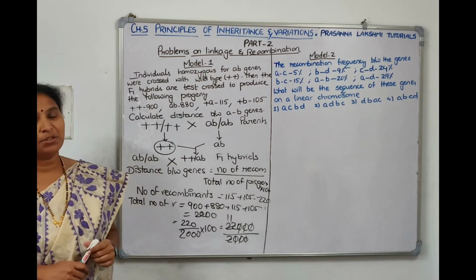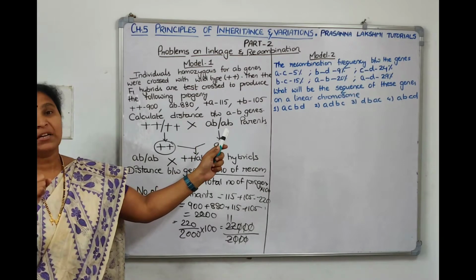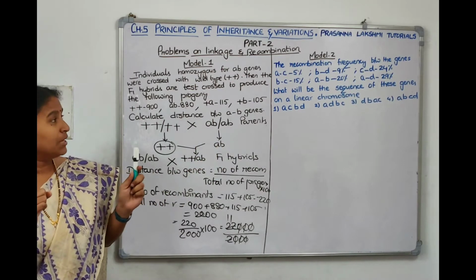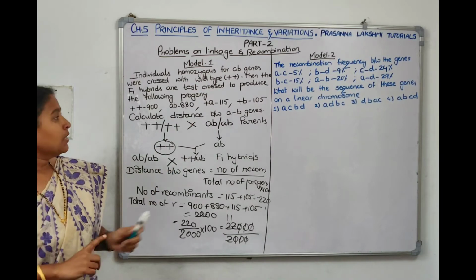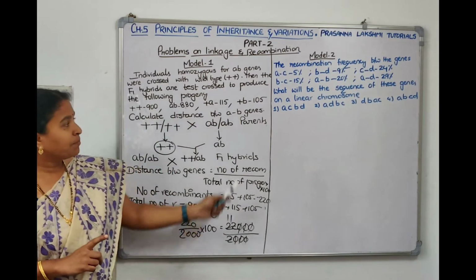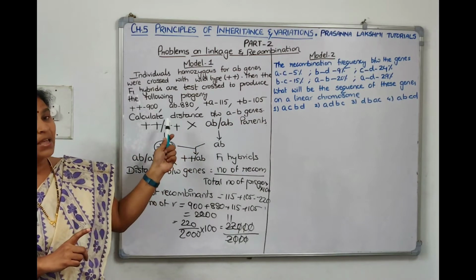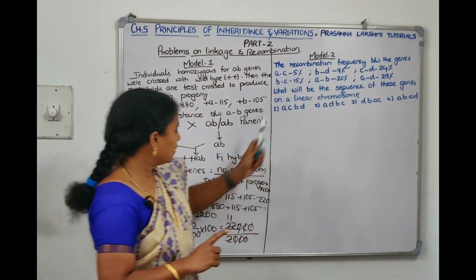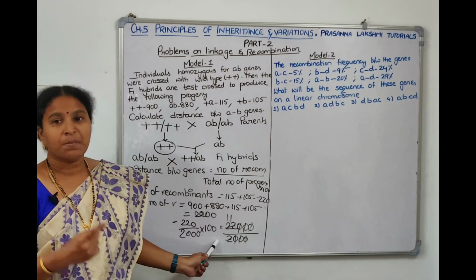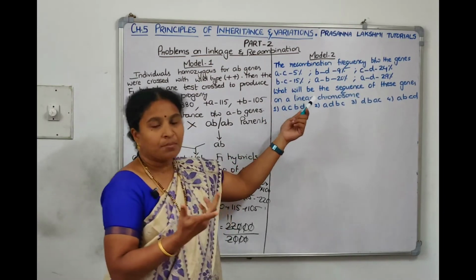Let's go to model number 2. This question is the exact question which appeared in the NEET 2022 examination, including the numericals. So let us quickly see what that question is. Here we calculated the distance. There they gave the recombination and they are asking you to arrange the A, B, C, D genes in order. What you calculate is the recombination frequency, and by using recombination frequency you tell the distance. Here they gave us the recombination frequency.